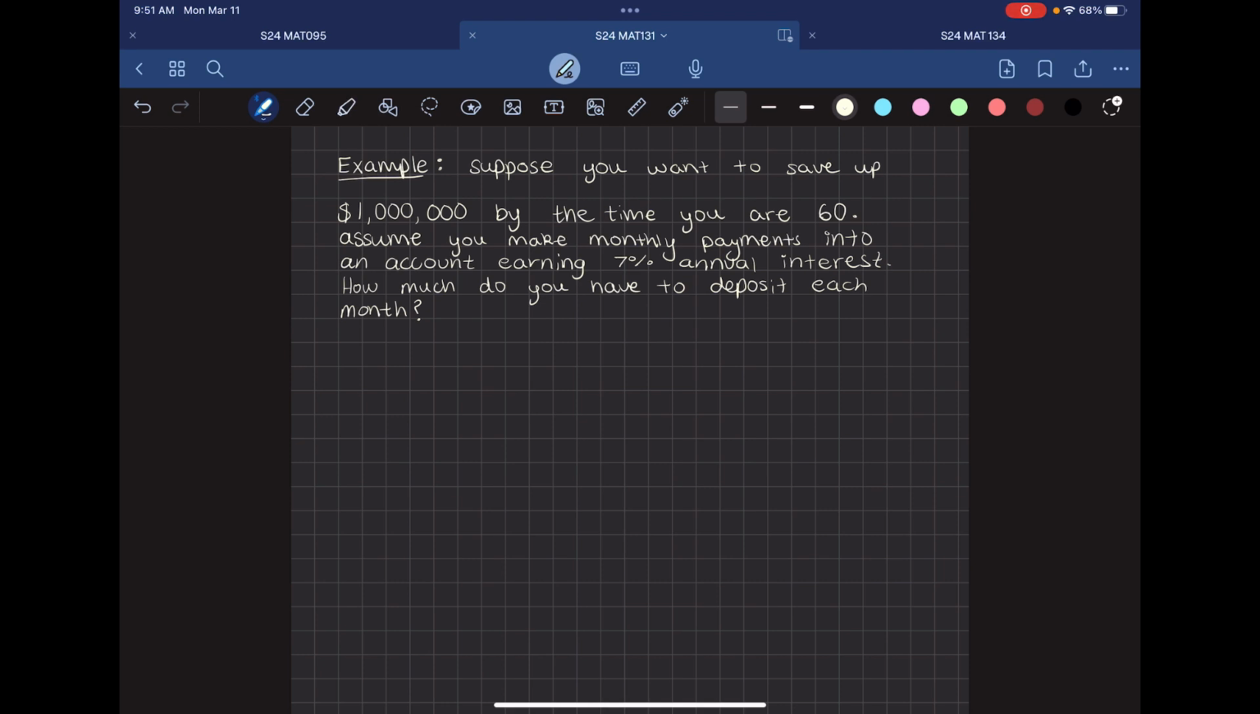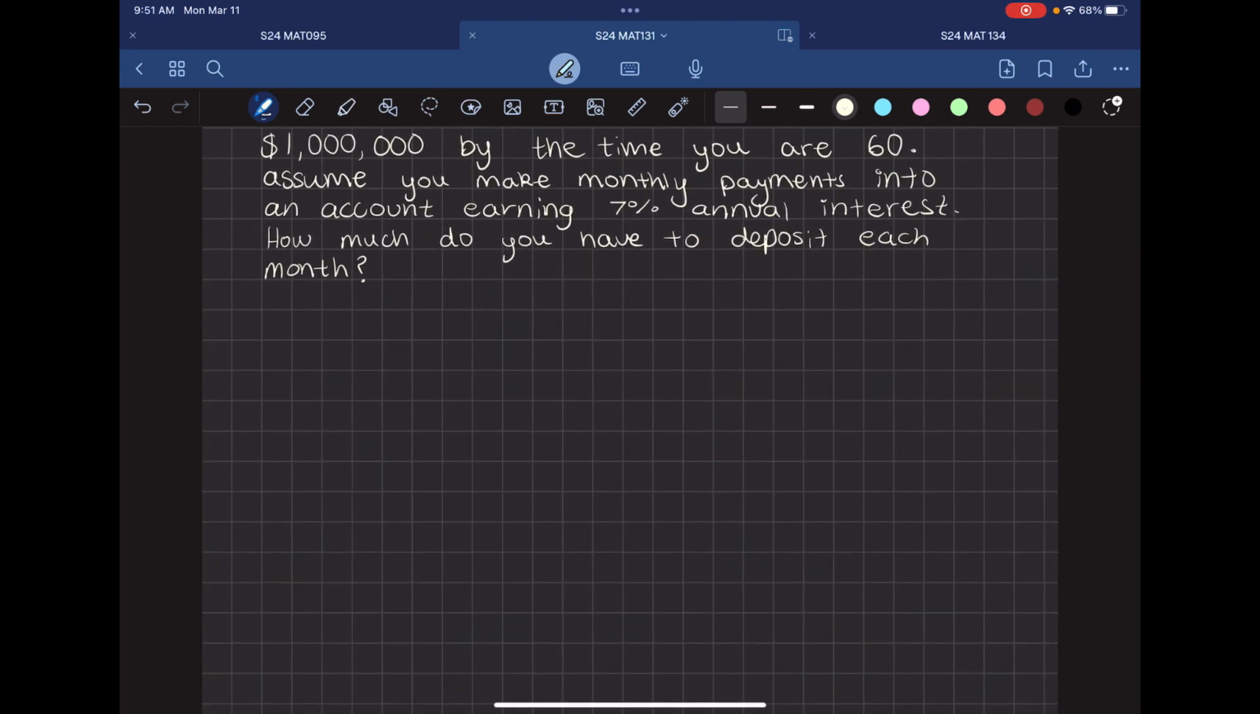Again, just now, we don't know the amount that we're depositing, so we don't know D. And we know the amount that we want at the end, so we know A. So we just plug in those variables. We've got $1 million is equal to, we don't know what D is, and then we can plug in the rest. So we have 1 plus our interest rate, which is 0.07, divided by 12, 12 times.